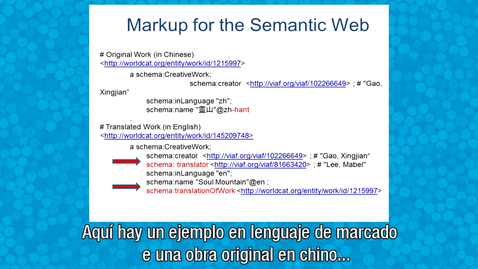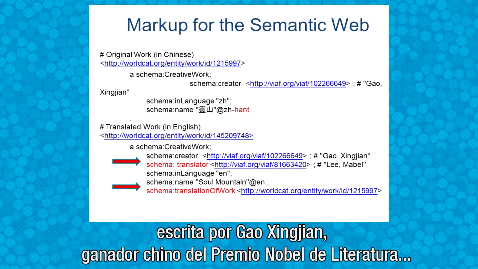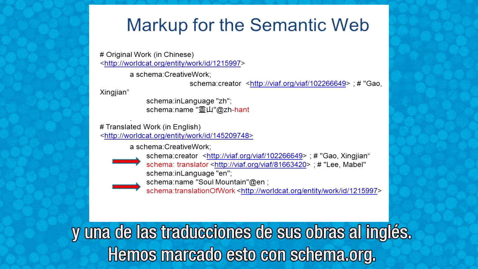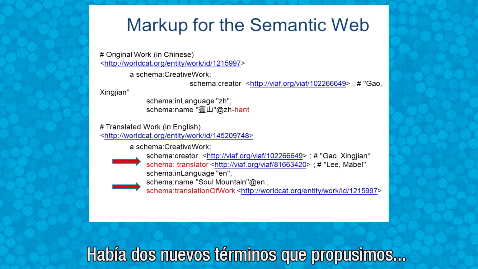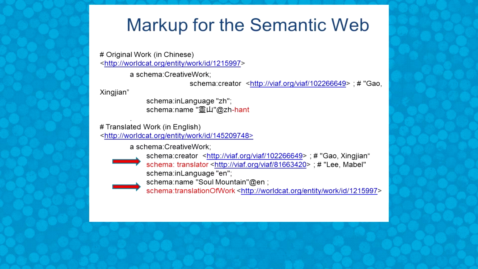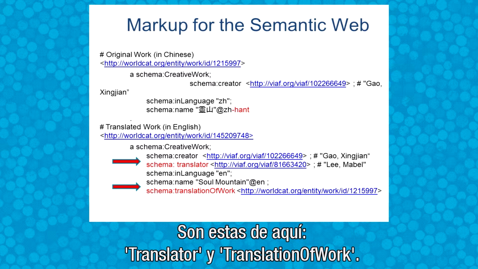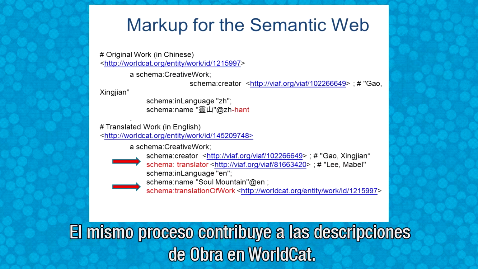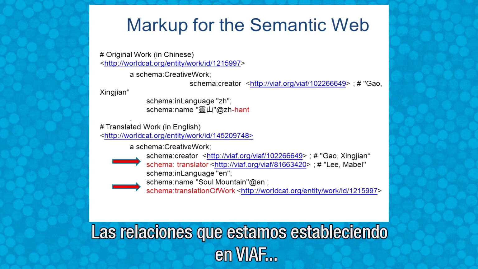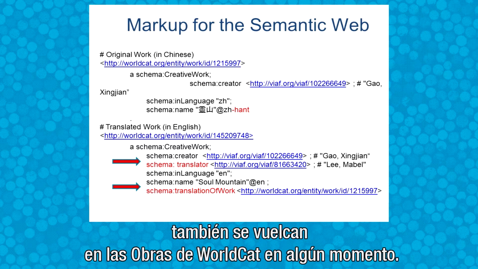Here's a sample markup of an original Chinese work written by Gao Xingjian, a Chinese Nobel Prize laureate for literature, and one of the translations of his work into English. We marked this up with schema.org. There were two new terms we proposed, since accepted as a bib extension to schema.org, shown here: translator and translation of work. The same process contributes to WorldCat work descriptions. The relationships we're establishing in VIAF also flow into WorldCat works over time.